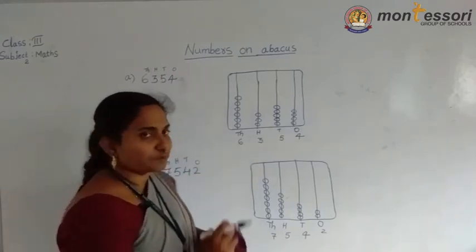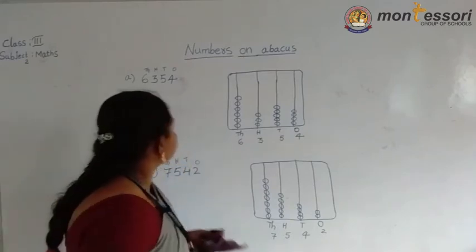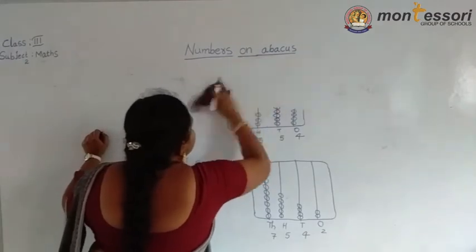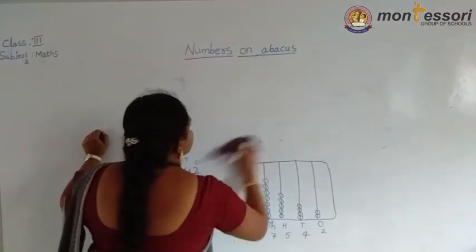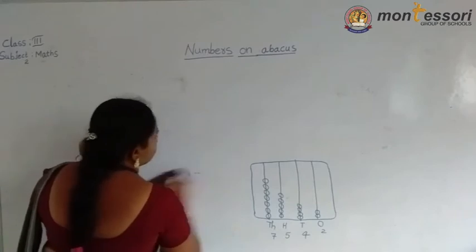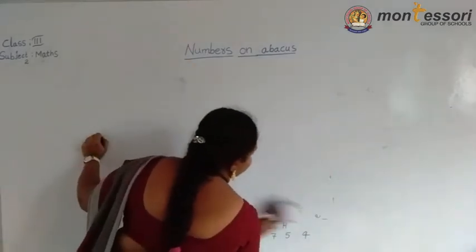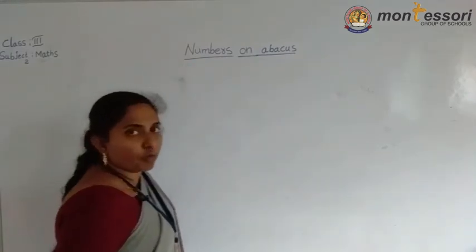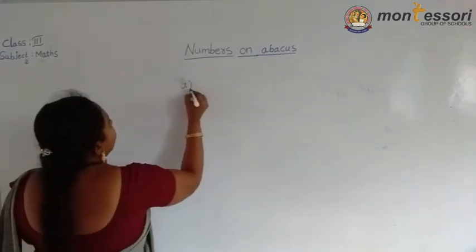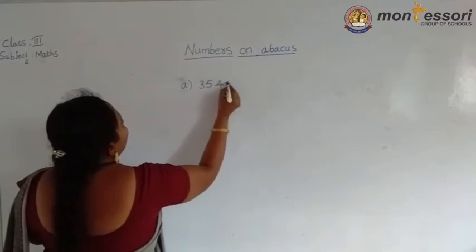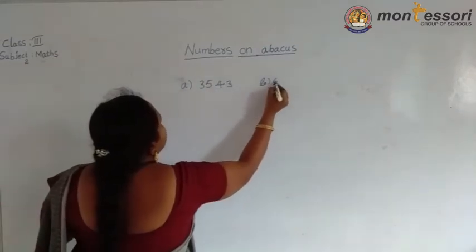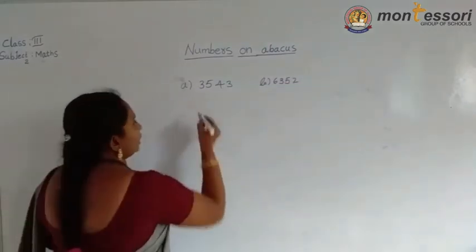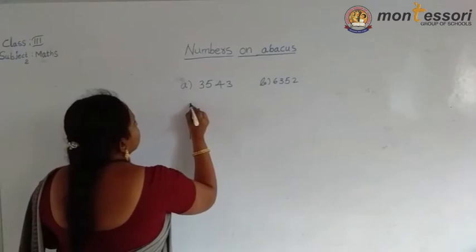Okay, one more problem I am explaining for you. Shall I give one more problem? In your homework, I have given like this. A is 3, 5, 4, 3 and B is 6, 3, 5, 2. Likewise it is given. So what can we do? Again, you can draw a box like this.